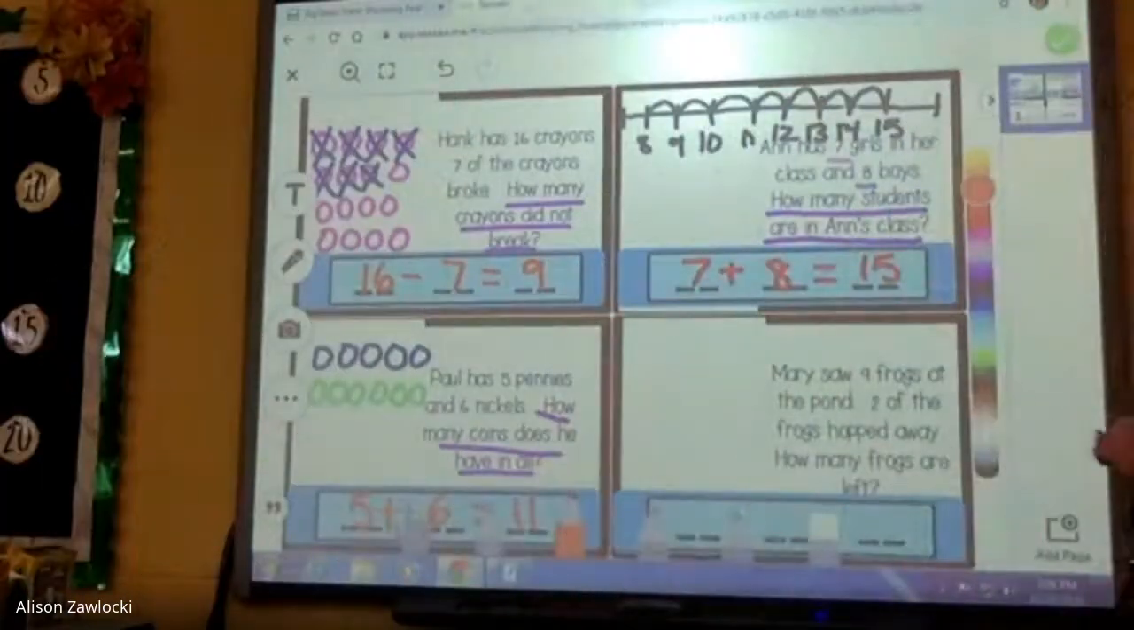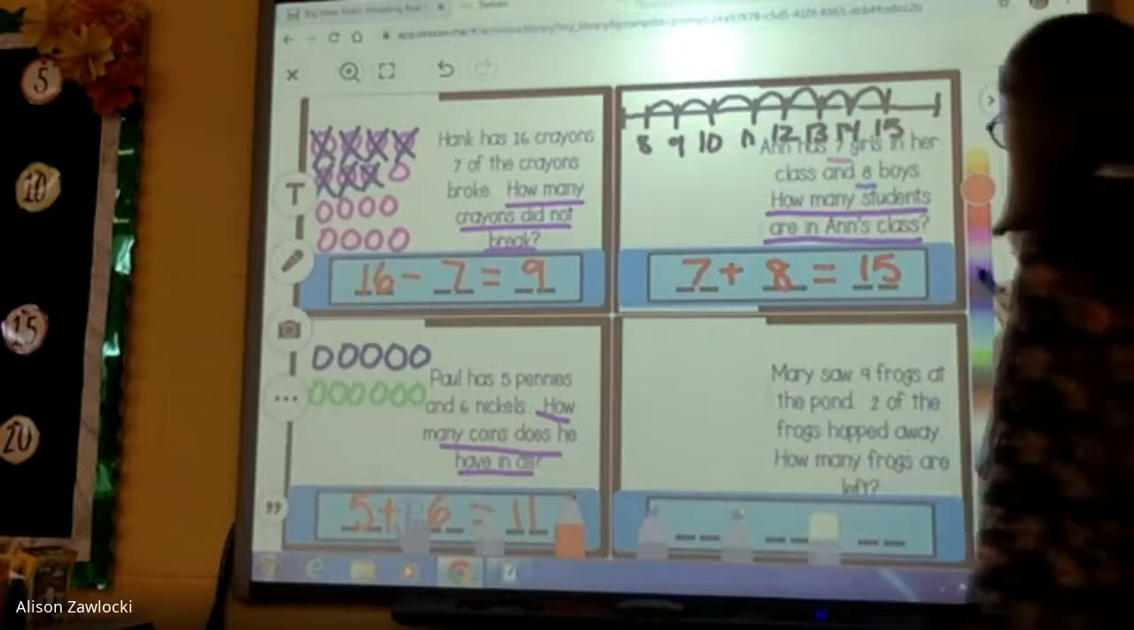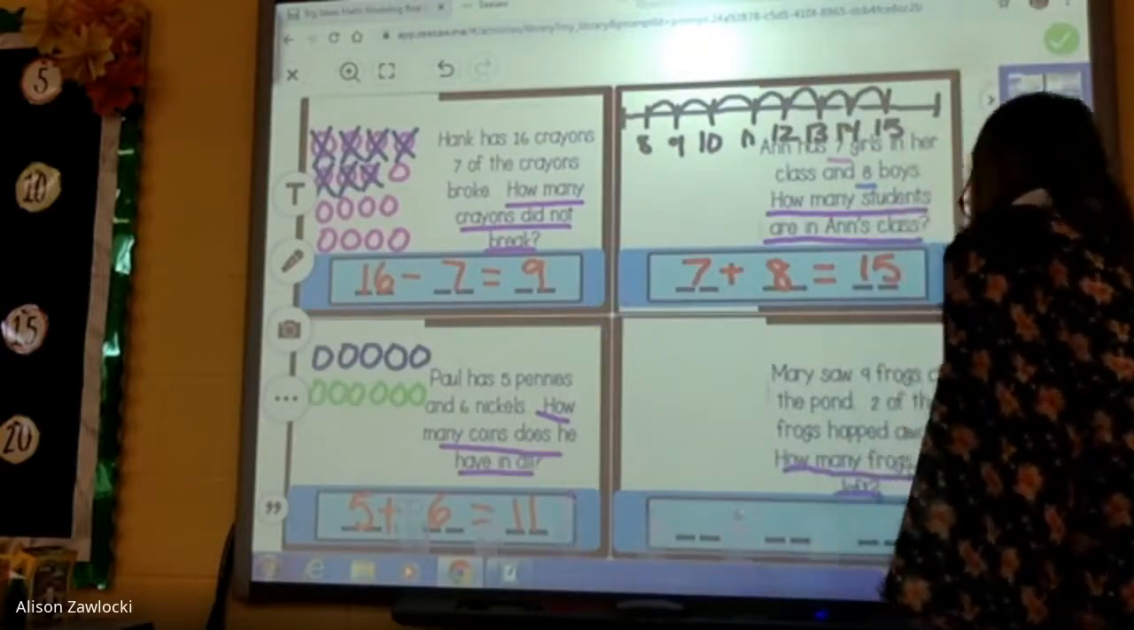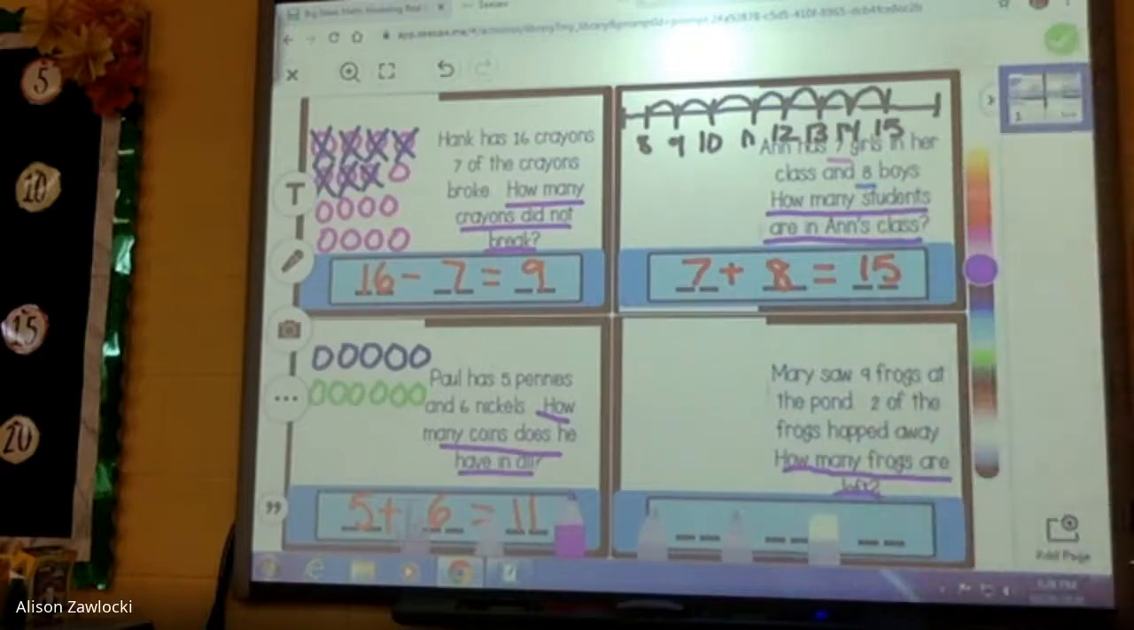Mary saw 9 frogs at the pond. 2 frogs hopped away. How many frogs are left? So we are answering, how many frogs are left? Those words are left tell me that this is a subtraction problem. We're seeing how many are left over.